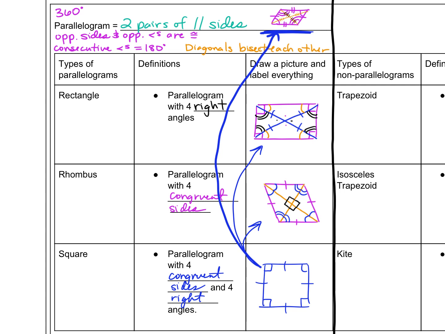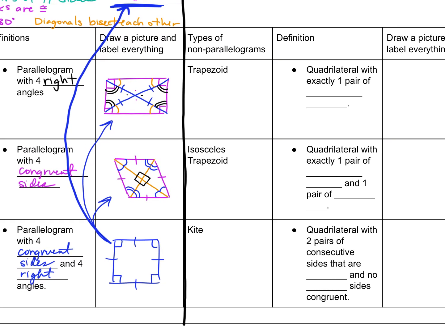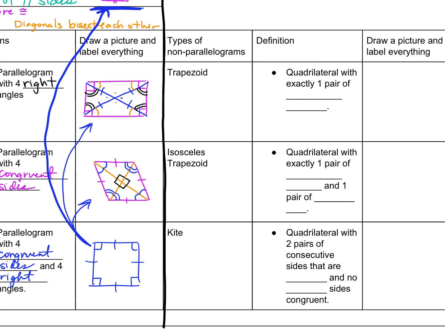Any questions on the parallelograms? Nope. So are you saying that a square doesn't have to always look like a square? A square does always have to look like a square. It's just that all the properties will be true from every other figure. So all the properties of a rhombus are true of a square, and all the properties of a rectangle are true in a square. Got it, okay. But yes, it will always look like a square if it's a square.